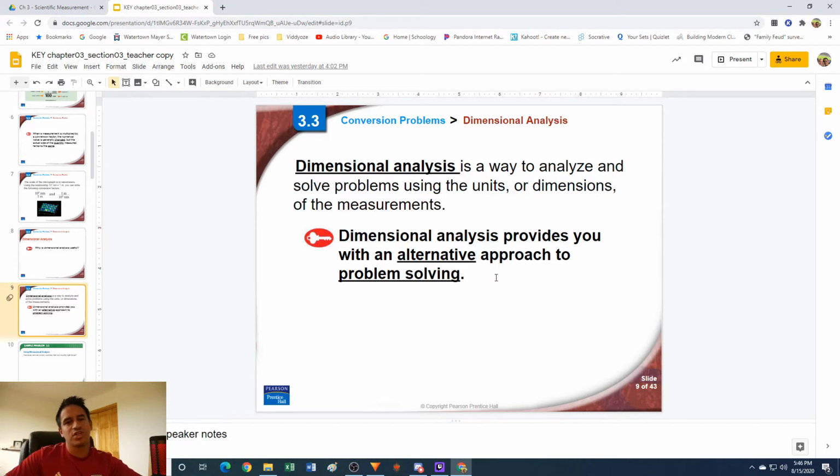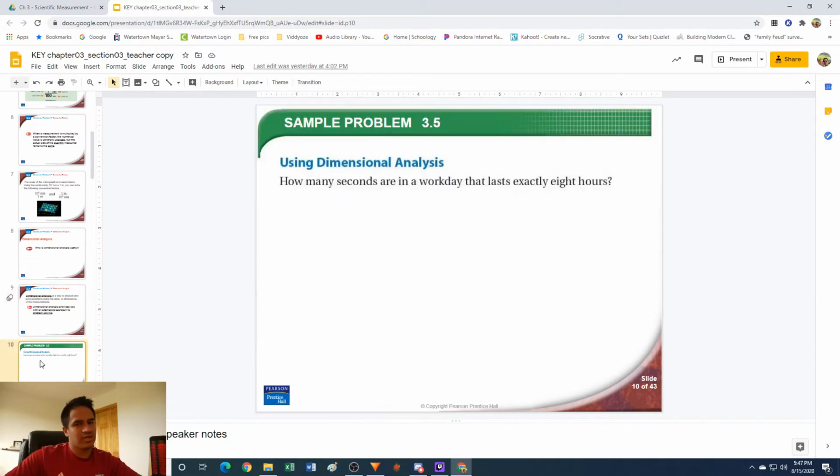Okay, it's just an alternative approach to problem solving, and it's a really easy way to learn how to convert units so that you just don't get confused. As well as once you understand how to do it, you pretty much can convert anything. It doesn't matter what your numbers are. So let's take a look at an example here.